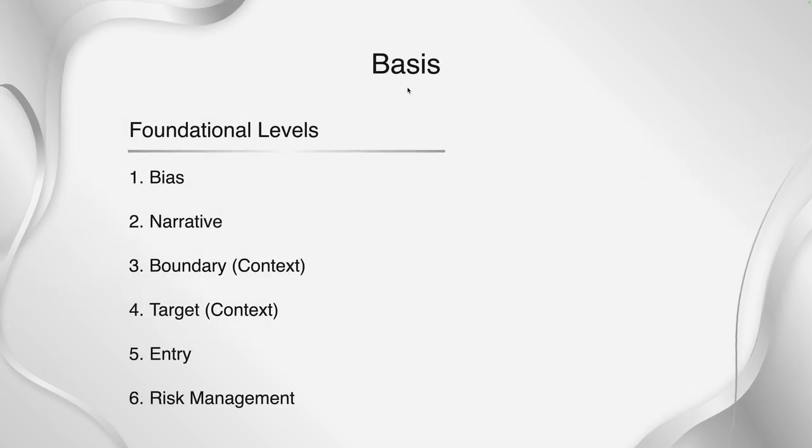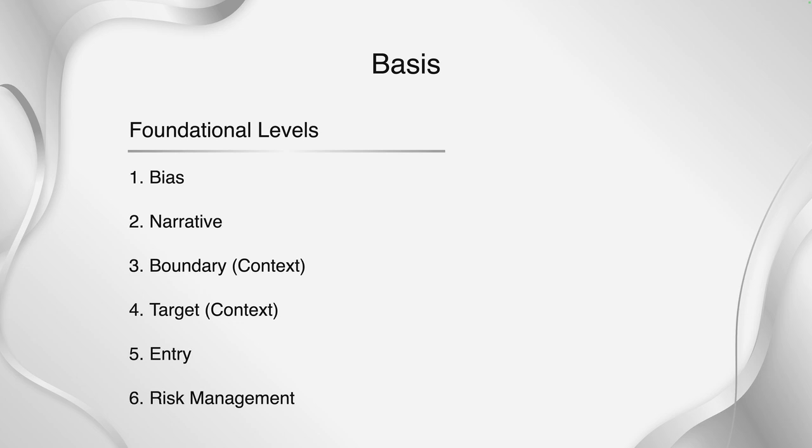Now, a quick reminder of the foundational levels right here of the basis is we have bias, narrative, boundary, and target. Number 3 and 4 right there, boundary and target, create together the context. So boundary is the first part of the context. Then the second part of context is the target. After you have those two and you have context, that is when you can move on towards the entry.